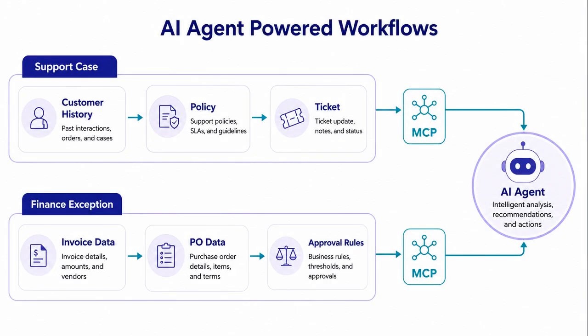Now let's look at workflow context explained. Many business tasks are not single-step questions. They are workflows. A support case may need customer history, product policy, ticket update, and escalation. A finance exception may need invoice data, purchase order data, and approval rules. MCP can expose workflow capabilities to the agent. The agent can then move through the task more intelligently. This connects AI to real operational work.